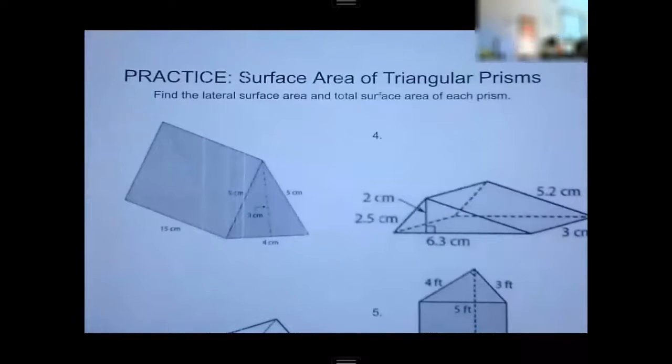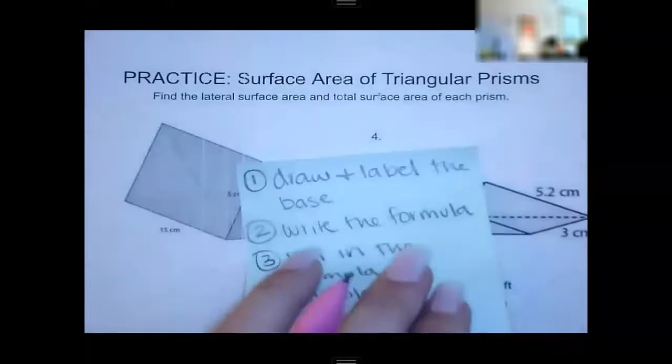All right, today we're talking about surface area of triangular prisms. For these particular prisms, you are going to use the same formula as you did for rectangular prisms, but we're going to change two little things. I want to remind you of the steps to solve.